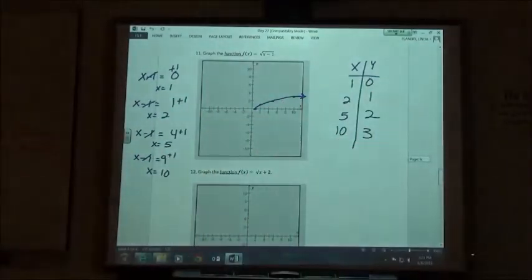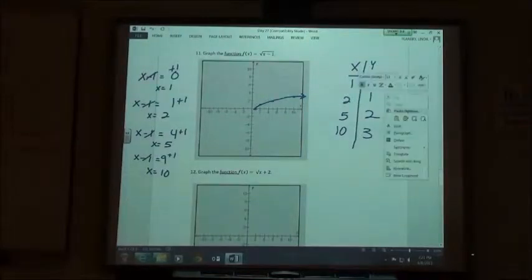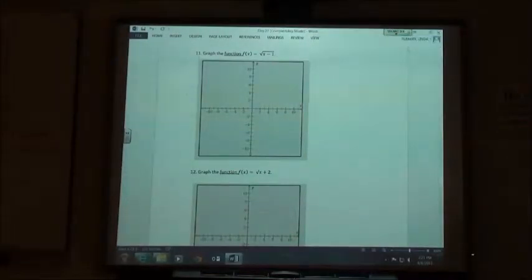I'm going to fix that next one here a little bit. I see the square root got cut off. There's my ink.